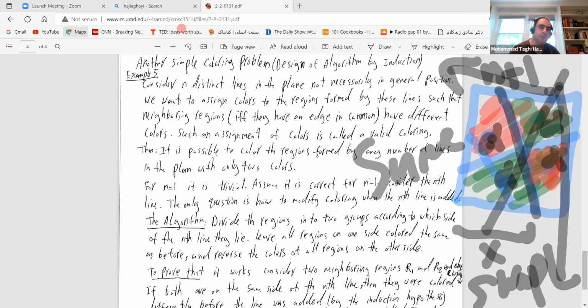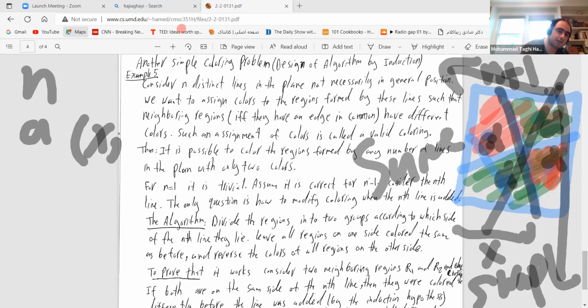So the input would be the number n, the number of lines. Then each line of input, this is a text file, has essentially two things: the slope and one point that it goes through, so xy. The slope and xy say what line you have.